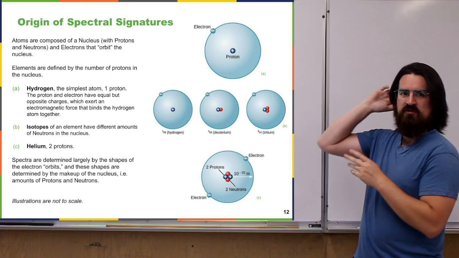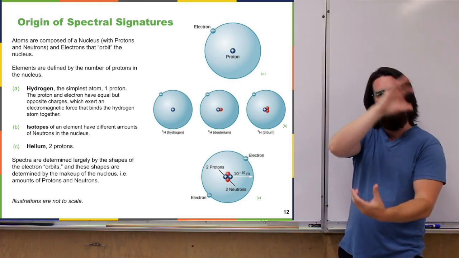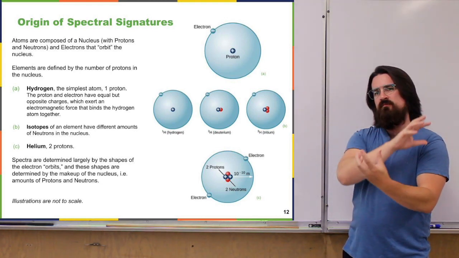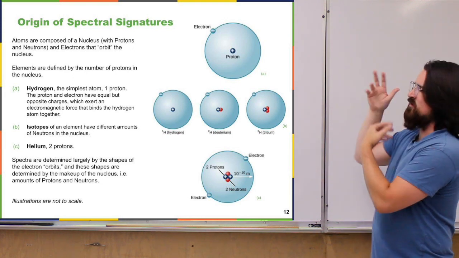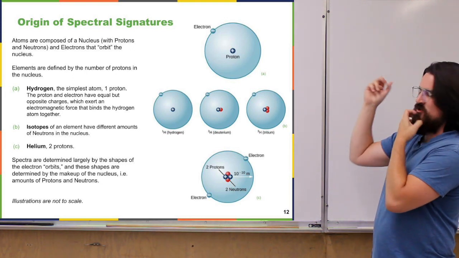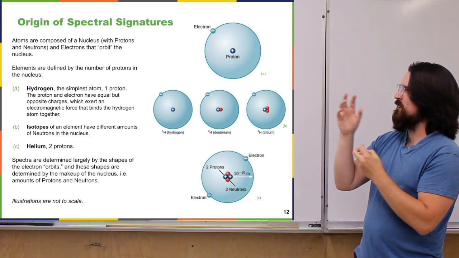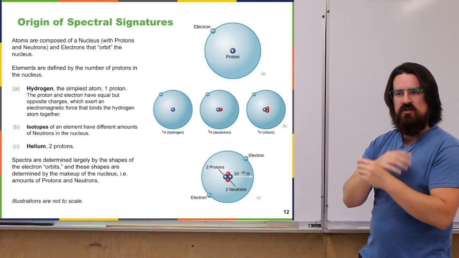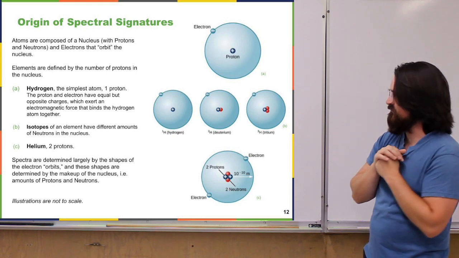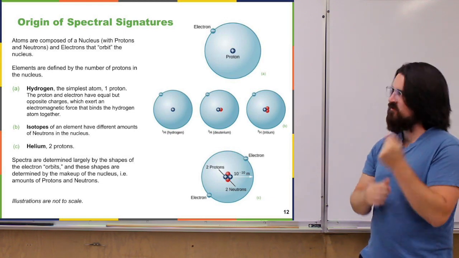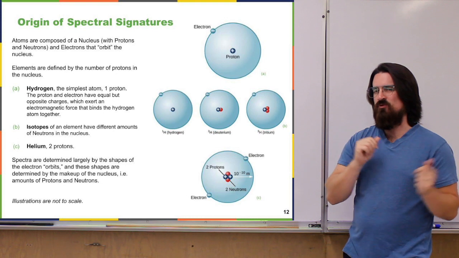Similarly to the force of gravity that keeps the moon going around the Earth, there's an electromagnetic force between the electron and the proton, because they're oppositely charged objects, that's keeping the electron orbiting the proton. It doesn't orbit in the way that the moon orbits the Earth, but you can kind of think about it as an orbit.